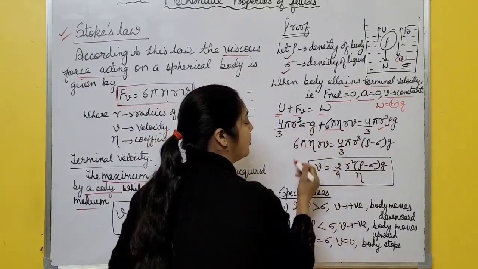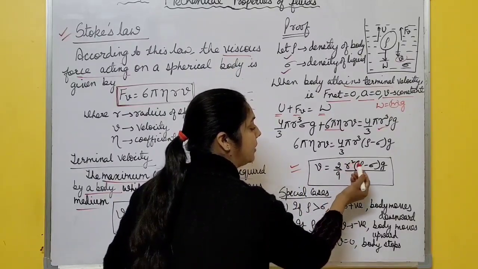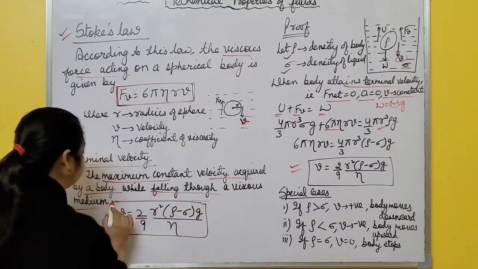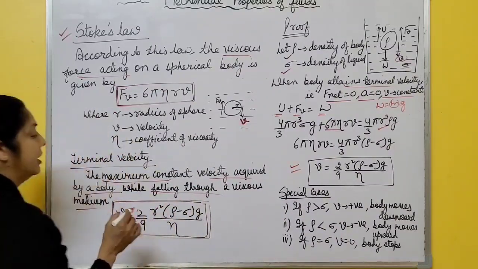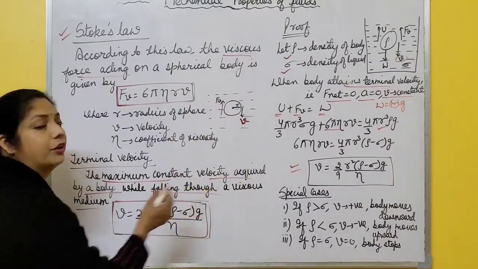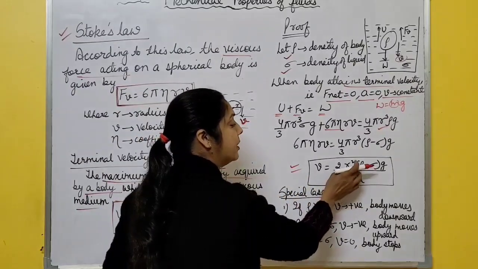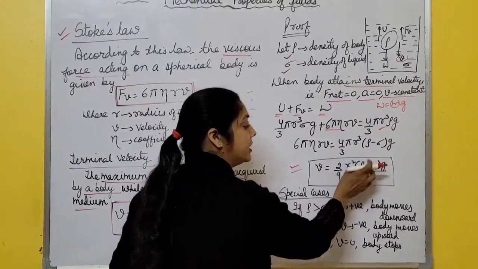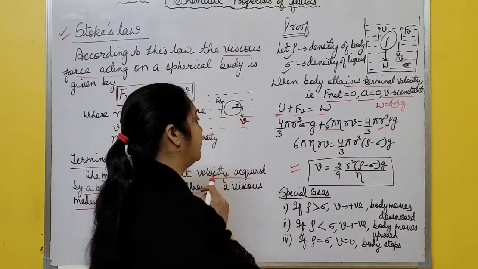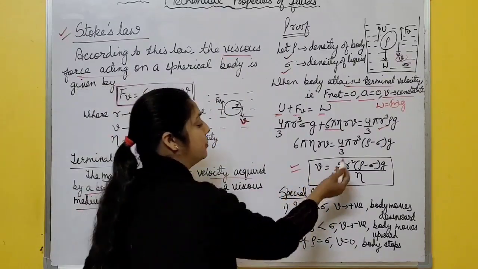From here, when you calculate this one, you get v equal to 2 by 9 r square (rho minus sigma) g by eta. This is the expression for terminal velocity, the maximum constant velocity acquired by a spherical body when falling through a viscous medium. Here eta is the coefficient of viscosity, rho is the density of the body, sigma is the density of the liquid, and r is the radius of the spherical body, right? So this is the formula for terminal velocity, v equal to this one.